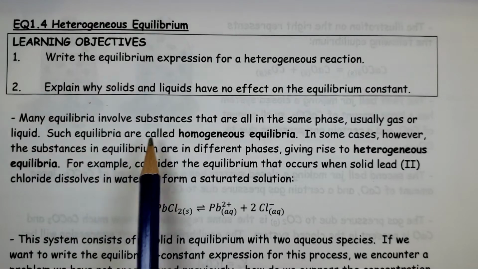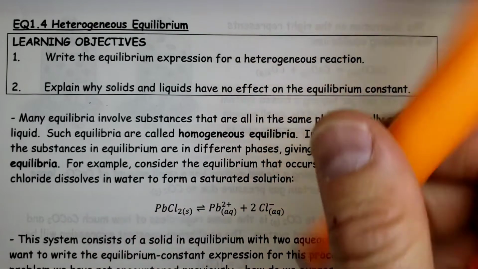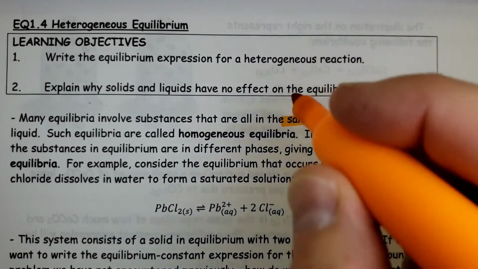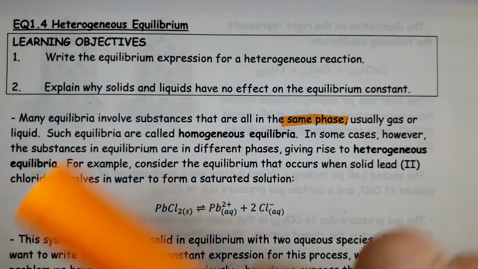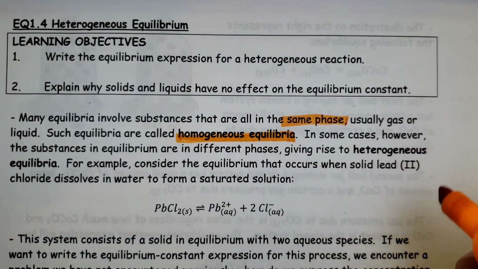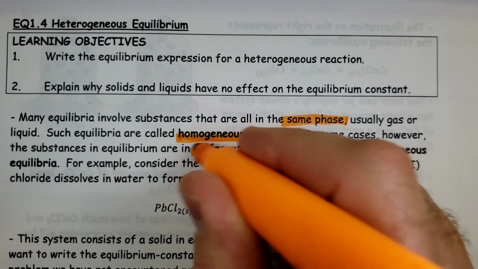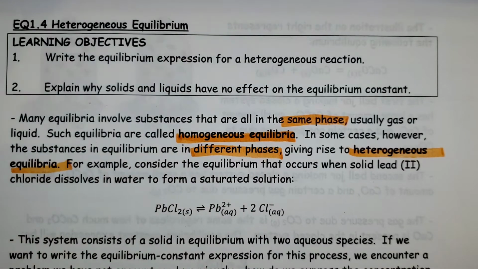Many equilibria involve substances that are in the same phase. So all gases, all liquids, that's what we mean by that. Usually gases or liquids. Such equilibria are called homogeneous equilibria. In some cases, however, substances are in different phases. That is referred to as heterogeneous equilibrium.